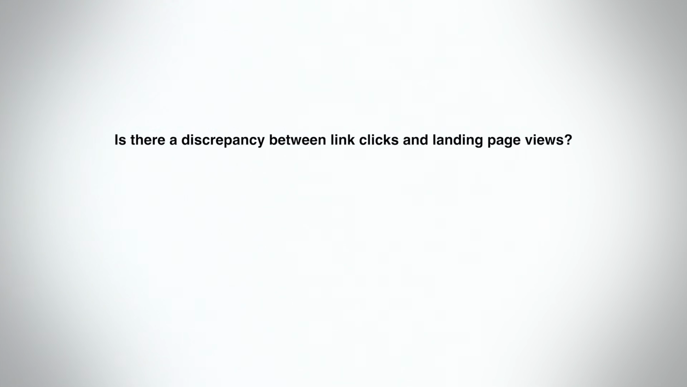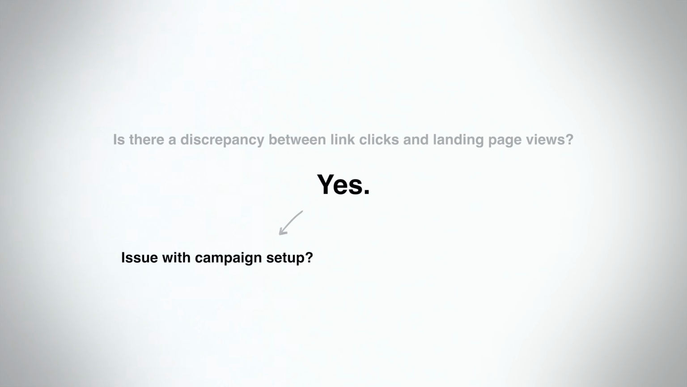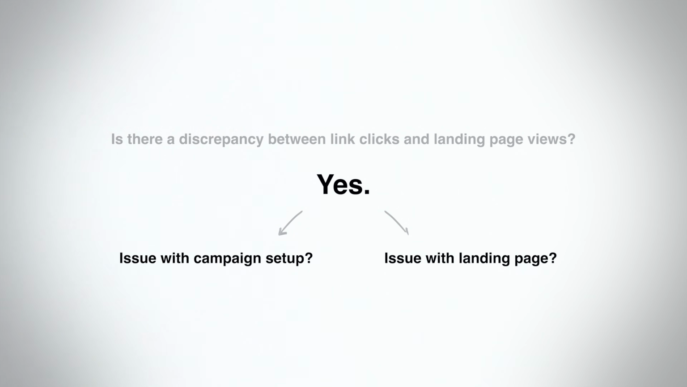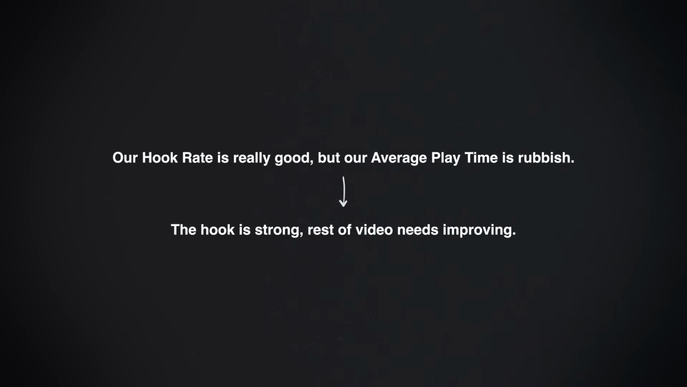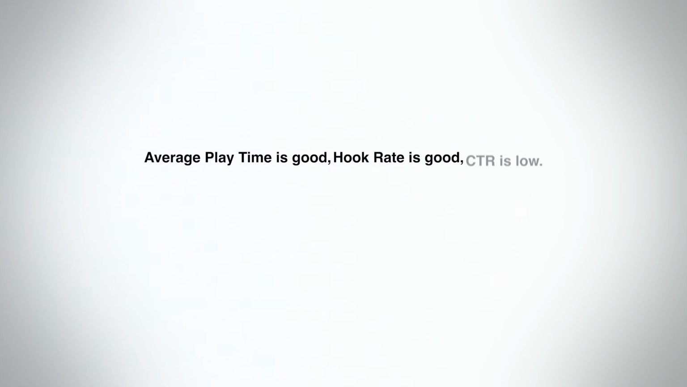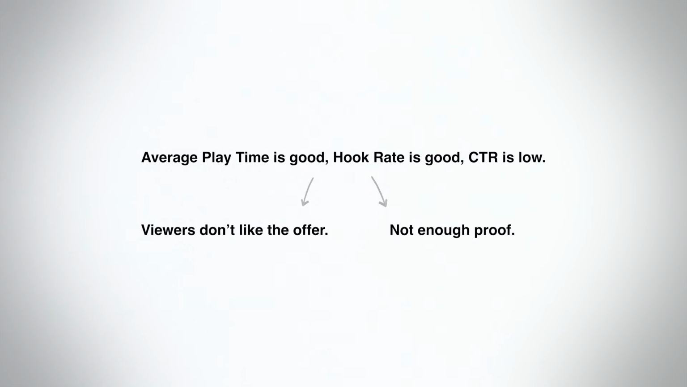Is there a discrepancy between link clicks and landing page views? Yes, big one. Okay, have we got an issue with campaign setup, i.e. we're using traffic campaigns and our ads are being shown on the Audience Network, or is there an issue with the landing page load speed? Okay, our hook rate's really good, average playtime is rubbish. Right, so that hook's good, but we need to fix the rest of the video ad. Average playtime's good, hook rate's good, but CTR is low. Okay, people don't like the offer or there's not enough proof. So you can go through these things and, based on what you see, you pair these secondary metrics, you get a picture, and that can help inform.